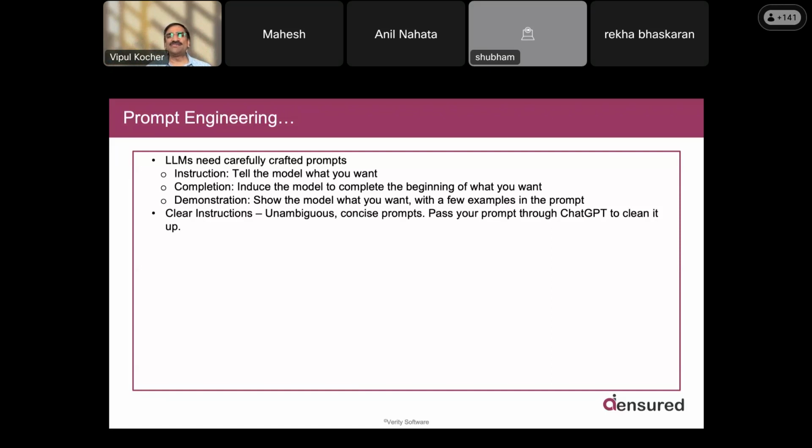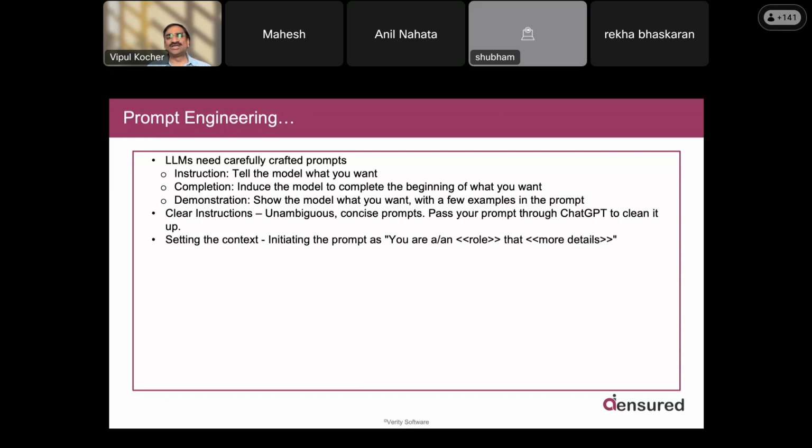Try to give an unambiguous, concise prompt. You can actually give your prompt to ChatGPT and say clean it up, and ChatGPT can clean it up for you. Eventually, you will not need to do any cleanup. These large language models will be able to take your inputs, understand the context, clean up what you want, and provide you with the required information.